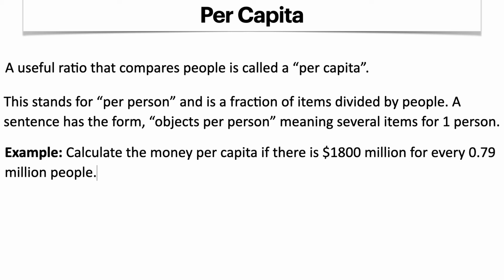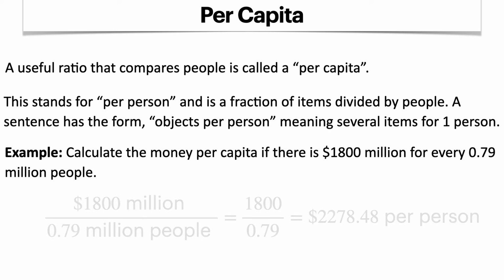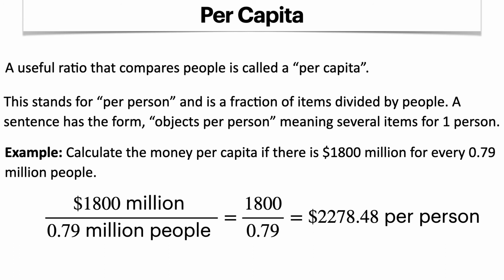So calculate the money per capita if there is 1,800 million for every 0.79 million people. So we want to do per capita. Let's do it. That's 1,800 million divided by 0.79 million. Since it's million over million, those are going to cancel. And then what do we have here? 1,800 divided by 0.79. This is going to be $2,278.48 per person. Per capita means per person. You can just exchange that.